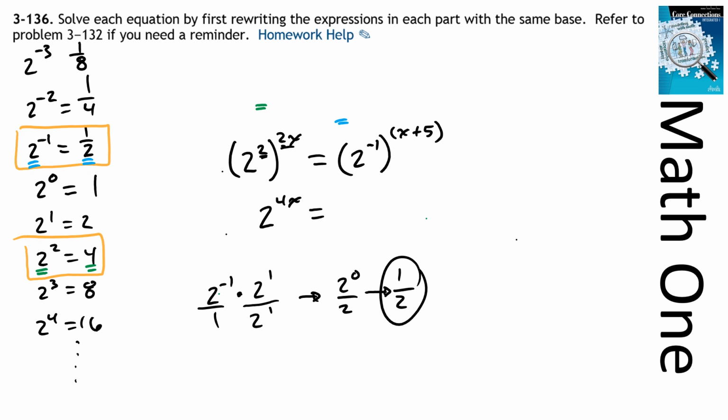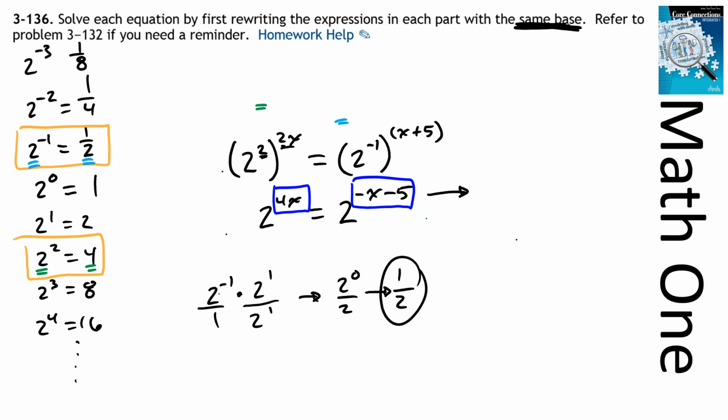And on the other side, I'm going to multiply both of those by a negative 1. So my base is 2, but when I multiply by negative 1, I'm going to get a negative x and then a negative 5. At this point, my main goal is to get the same bases. So now that I have the same bases, we can ask ourselves, what does it take to make 4x be the same thing as negative x plus negative 5?